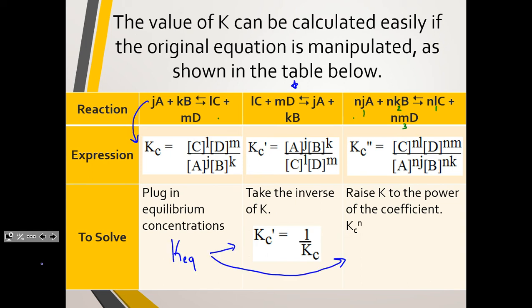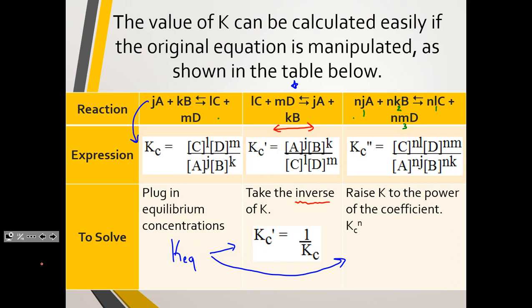So if we're looking at column 2, let's call it K prime because this has been reversed. Reactants and products are now flip-flopped. If the reaction itself is flipped, all we have to do is take the inverse of K. So 1 divided by K. We'll call it K prime.